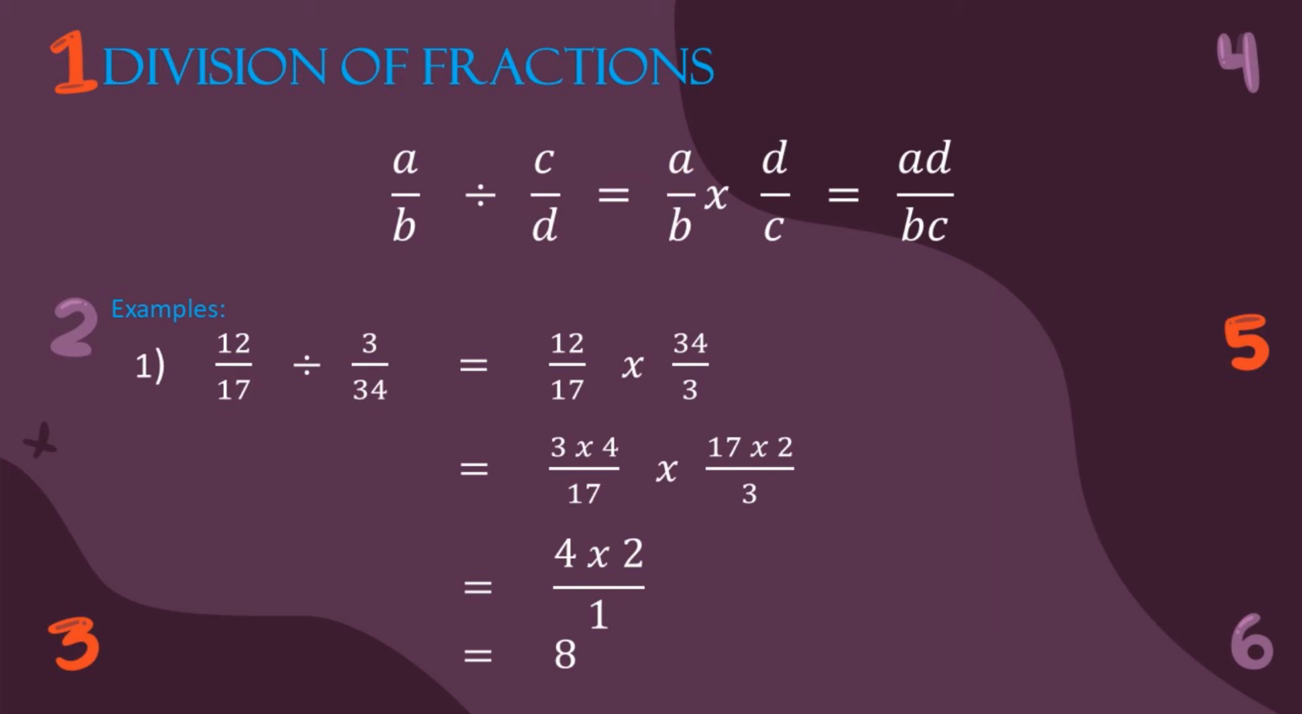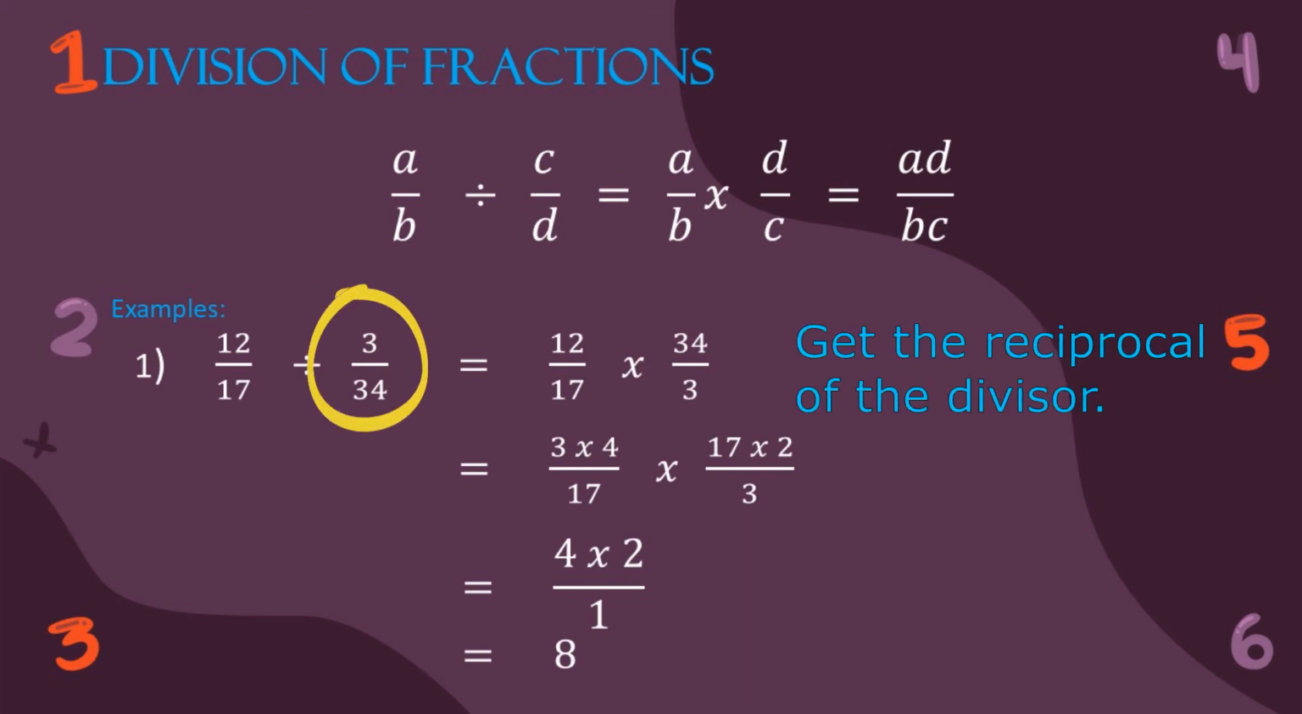For the first example, we have 12 over 17 divided by 3 over 34. Again, the first step is to get the reciprocal of the divisor. So 3 over 34 will become 34 over 3. Then follow the steps on how to multiply fractions.